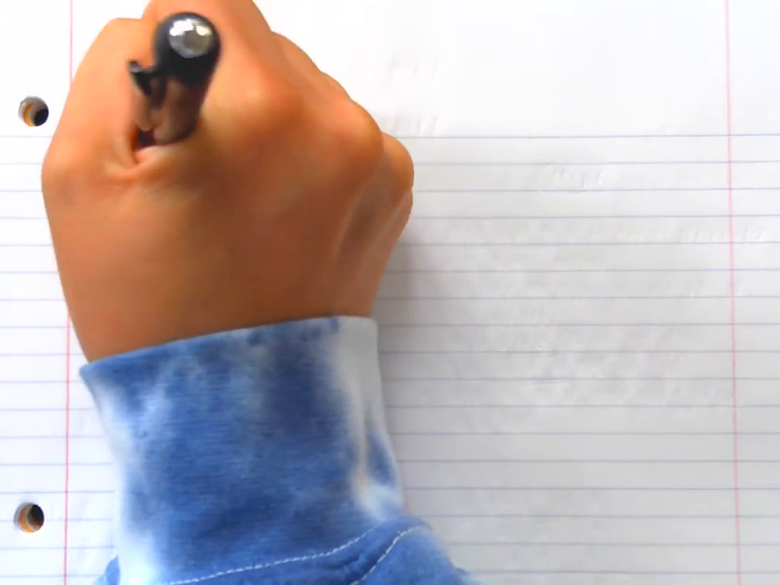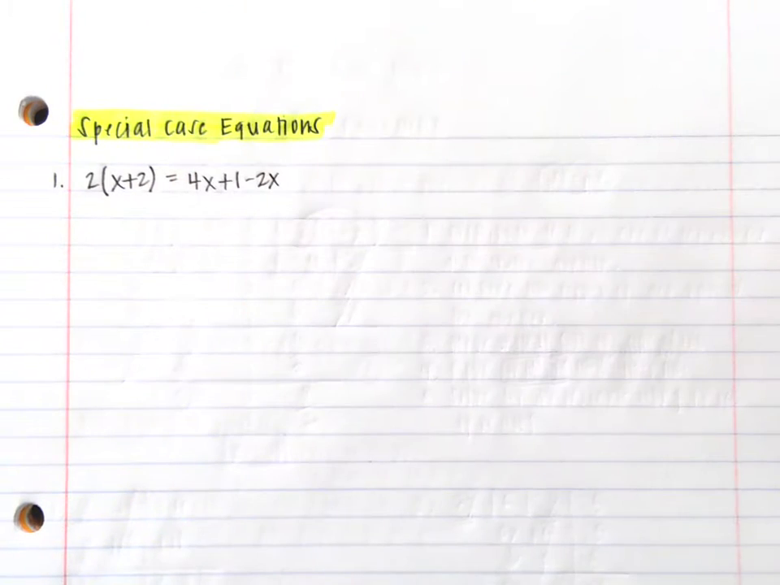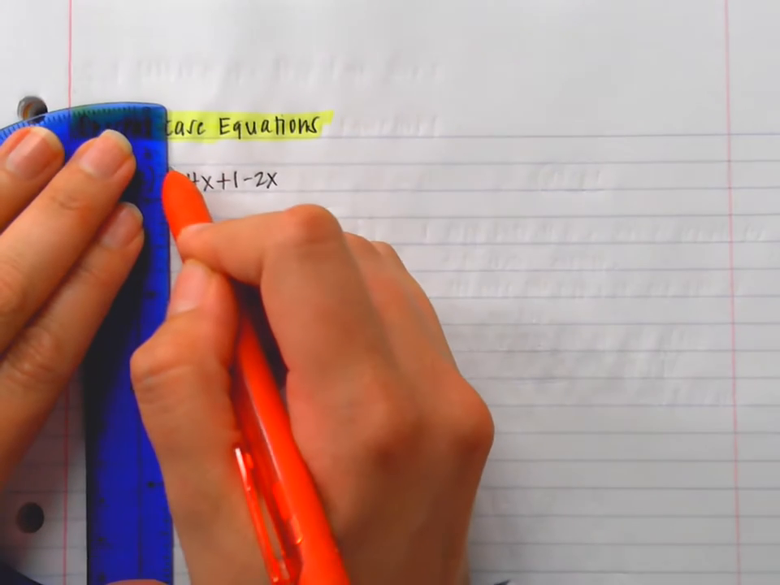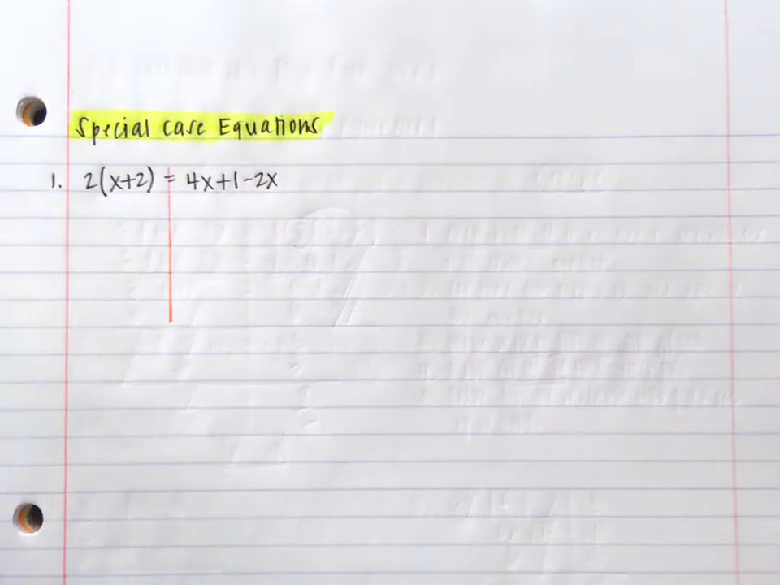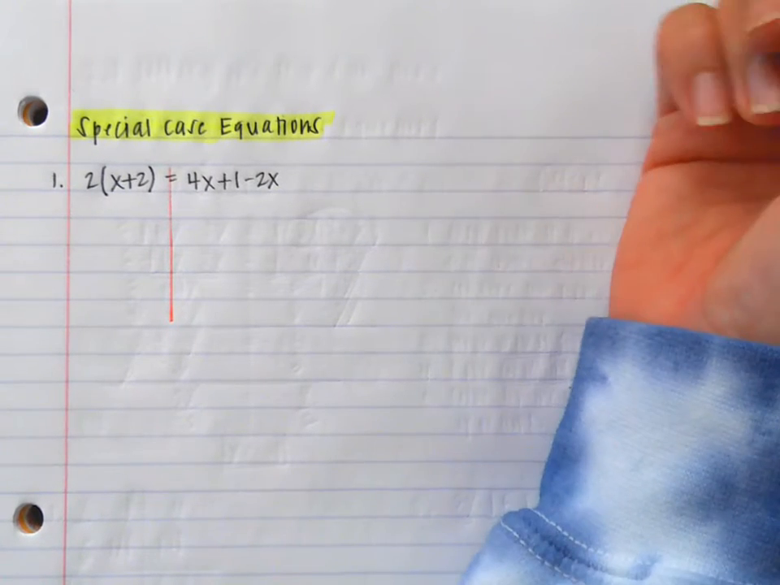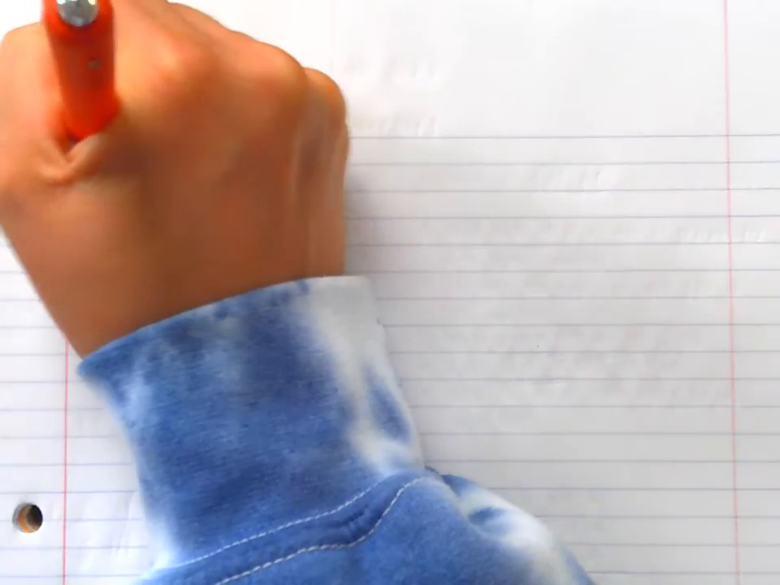So we have 2 times x plus 2 equals 4x plus 1 minus 2x. One thing I always like to do is put that line down the equals sign to help me remember what I'm doing here. You don't have to do that. If you can keep yourself organized, you don't need to. What I always want to start with is distribution. I always want to get rid of the parentheses on any side of the equal sign. So I'm going to distribute this 2 to both x and 2.